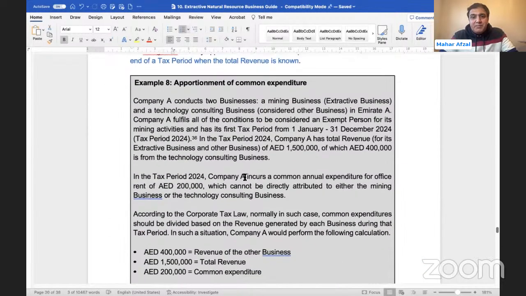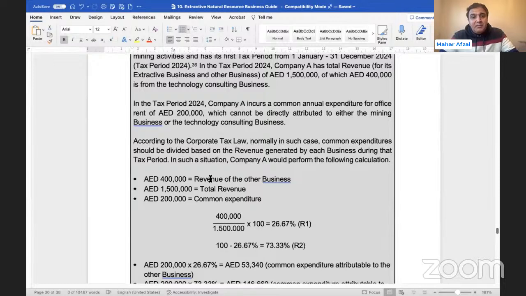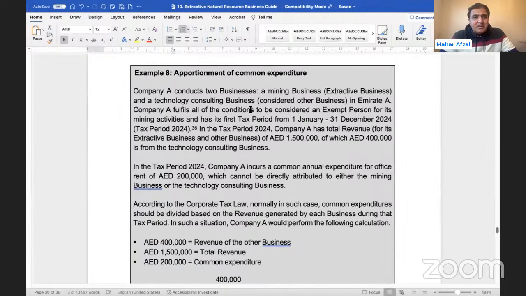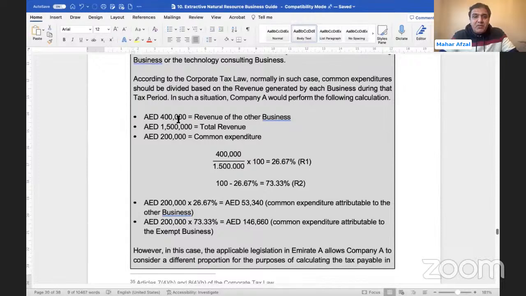Here they have given one example, a rental example, based upon the rent. There is a company involved in conducting two businesses. One is a mining business, the second is consulting services. I believe this is a technology consulting business. This is the revenue from one business. This is the total revenue. This is the common expenditure. This is the percentage, which will relate to the other business.